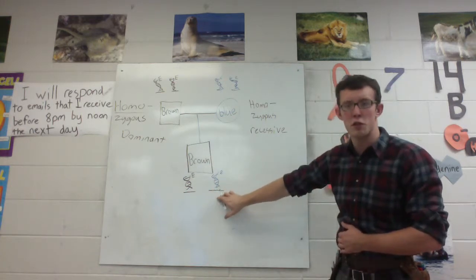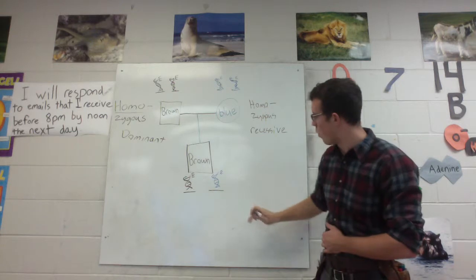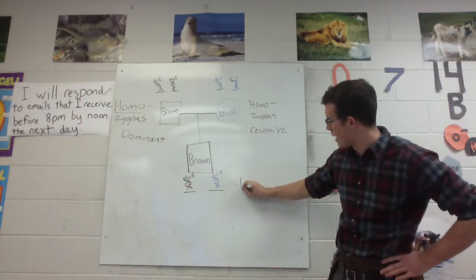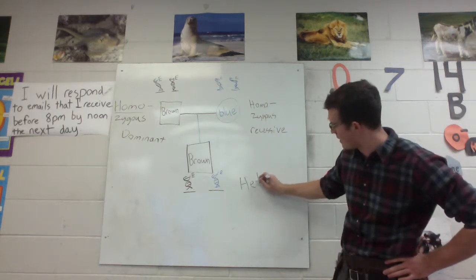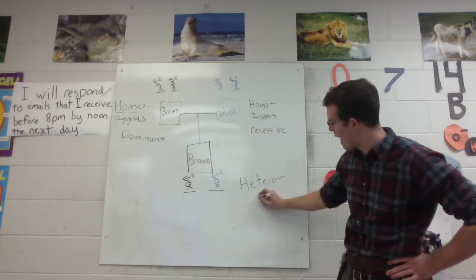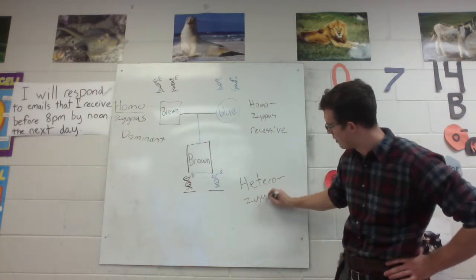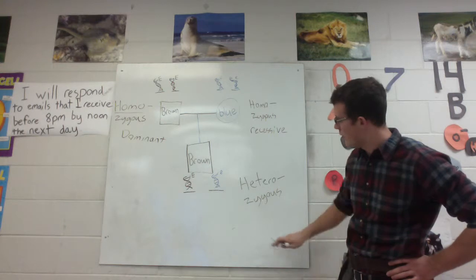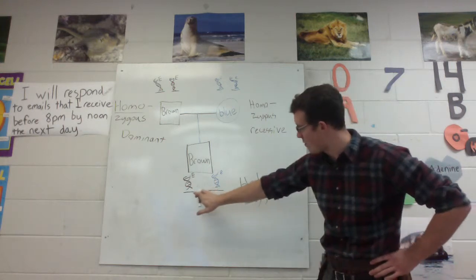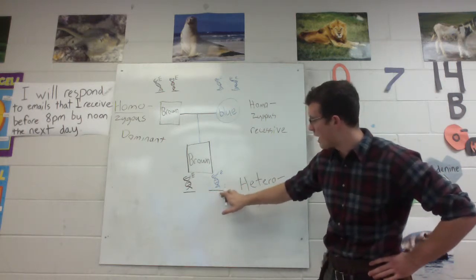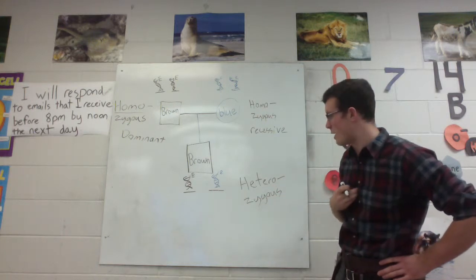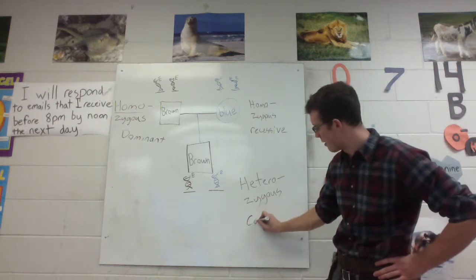Because I have 2 different alleles, one brown and one blue, we would say that my genotype is not homozygous, but heterozygous. You might also say, because I have the dominant trait, but carry the recessive allele inside me hidden, that I am a carrier.